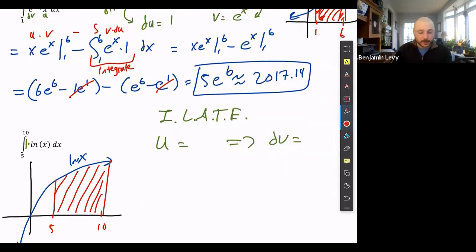There's no inverse trig function, excuse me, I don't know why I keep saying inverse logs. There's no inverse trig function, but there is a log, right? There's an ln. And so that ends up being the u.